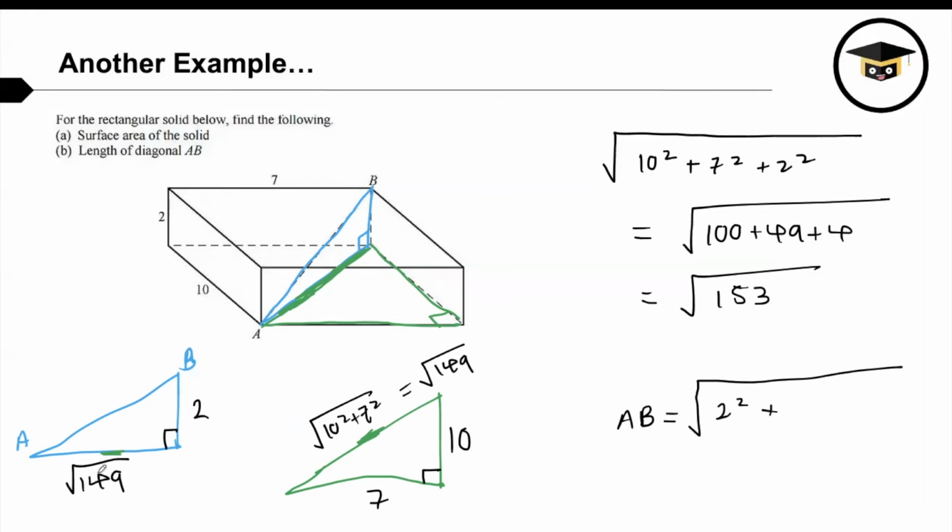Now we know that squaring and square rooting are opposite, and so when we square a square root, the square root basically disappears. So we're just left with 149. And so that's going to give us the square root of 4 plus 149, and that's going to give us the square root of 153. And that would be our final answer. Make sure to write units if they haven't given us the units. So we would just write square root of 153 units.